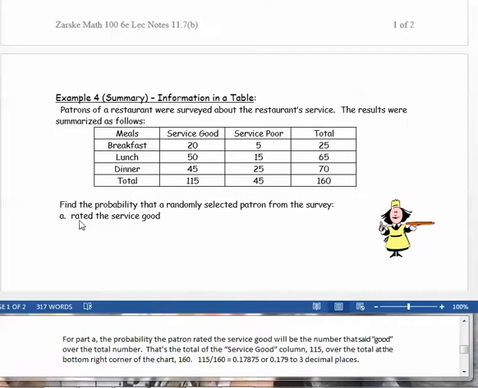For part A, the probability the patron rated the service good will be the number that said good over the total number. That would be the total of the service good column, 115, over the total at the bottom right corner of the chart, 160. So 115 over 160.